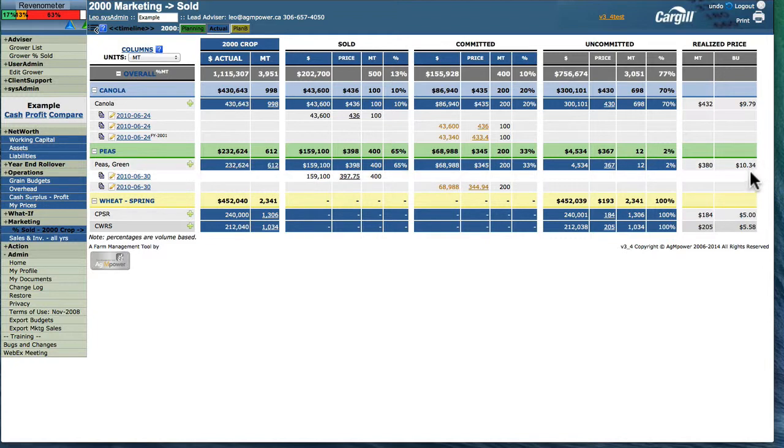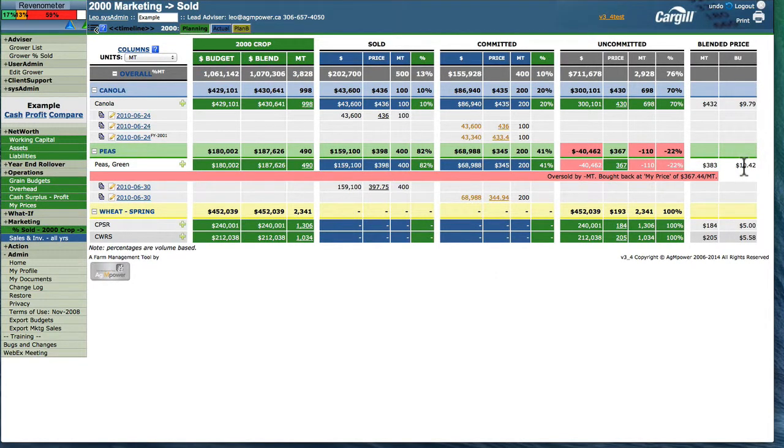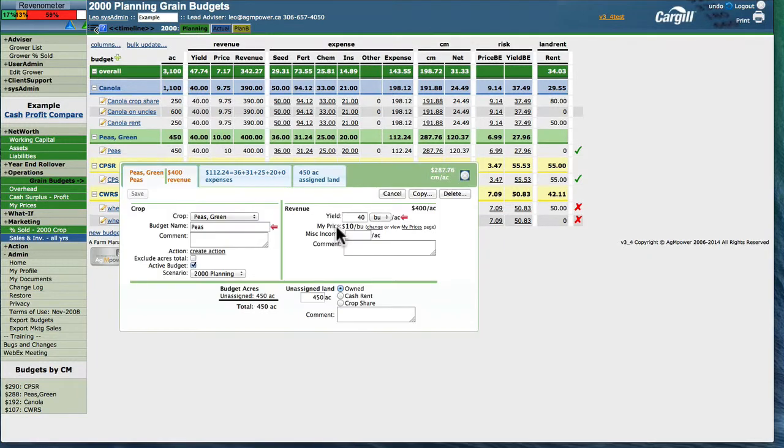This 10.34 does go back to our grain budgets for peas. But when we were in planning, our price was 10.42. Go to our planning grain budgets, the price is at 10.42. In planning and scenarios, we are pulling the price from My Prices regardless of the sales that are made. But in actual, we are using realized prices which come from the percent sold page.